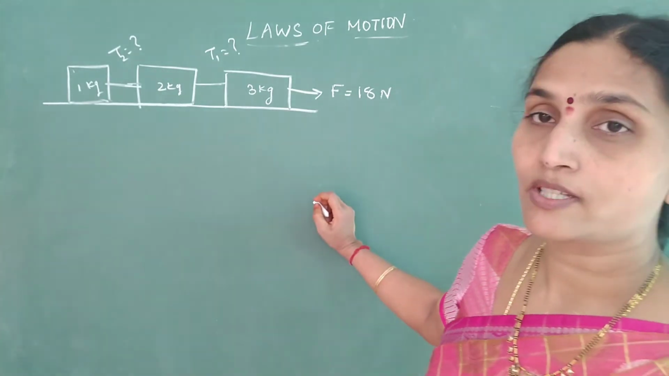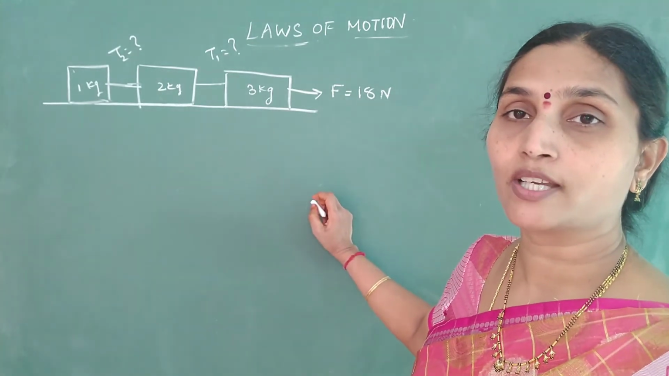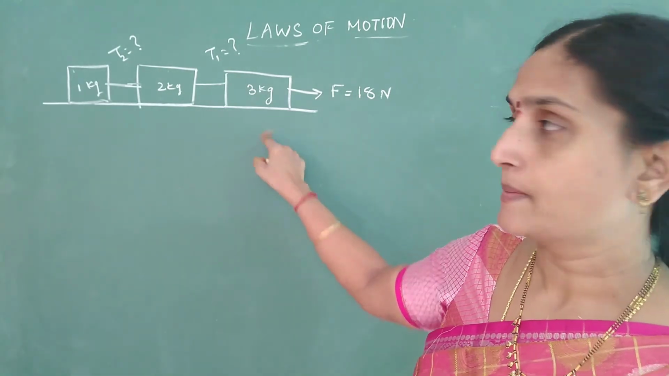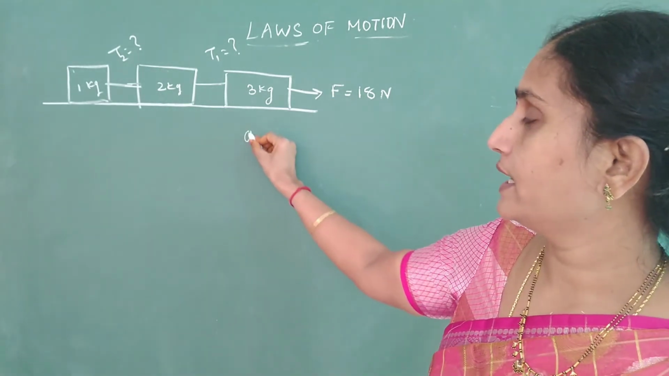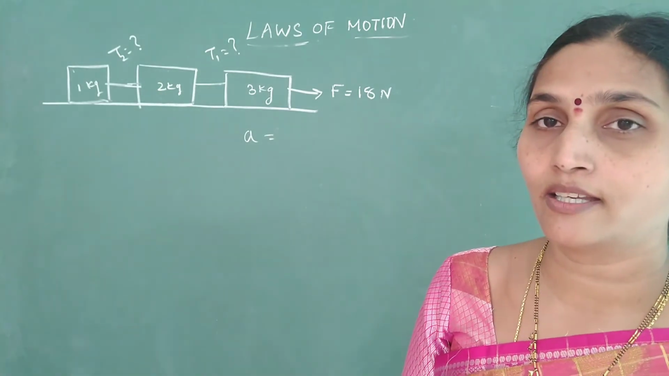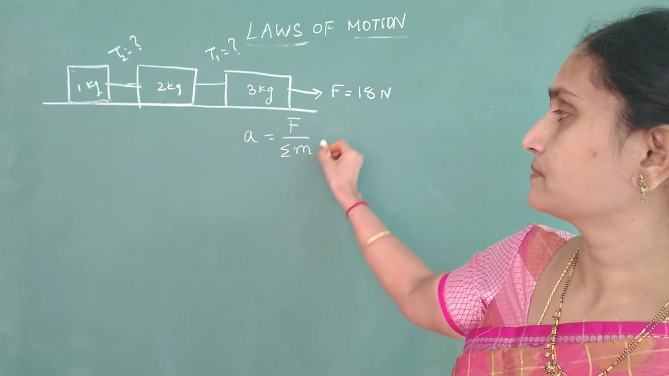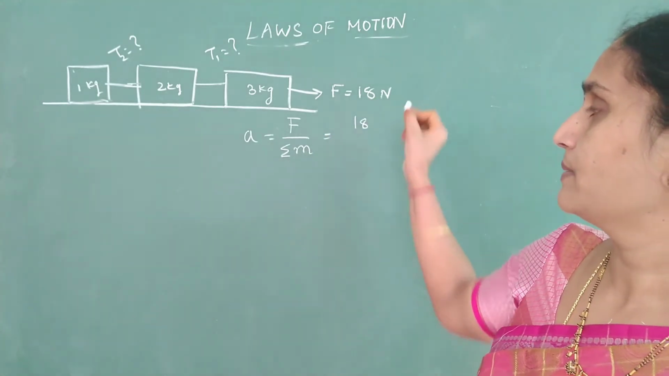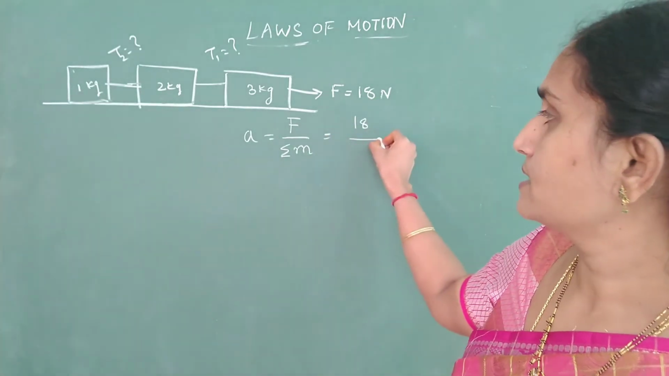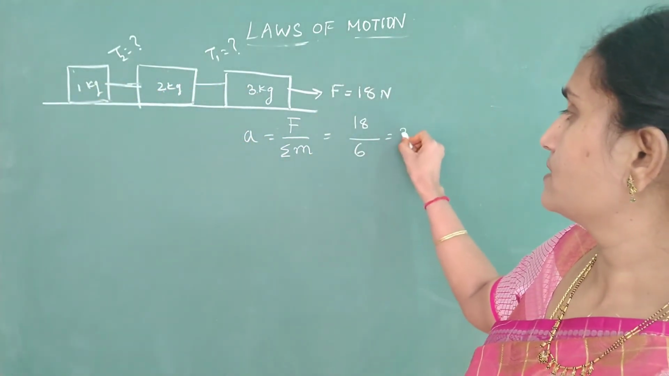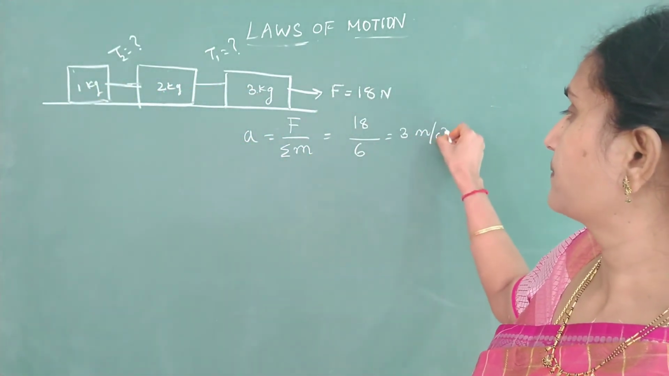To get the value of T1 and T2, either you can make the free body diagram and solve, or you can also do it by a shortcut method. See, first find out what is the net acceleration. How to get the net acceleration? Net force by sum of the masses. How much force did we apply? 18. By sum of the masses, 3 plus 2 plus 1. Is it 3 meter per second square?